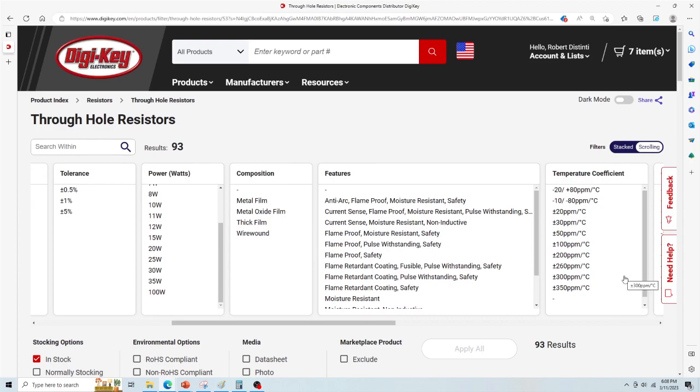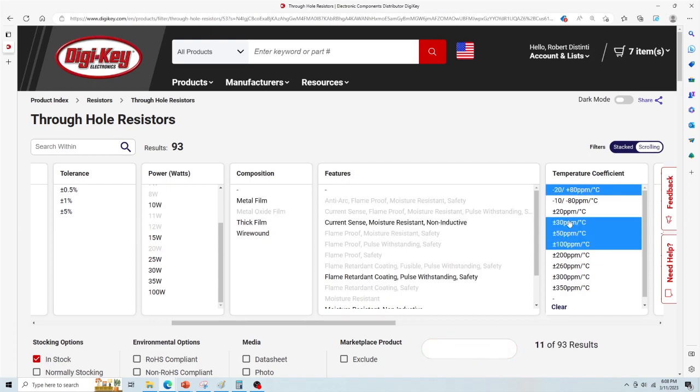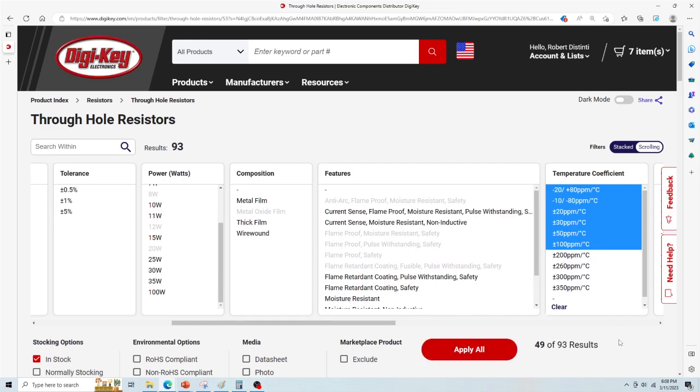Okay, the next thing we wanted is anything in the temperature coefficient that was better than 100 parts per million. So we're going to select this guy all the way up to this guy. I guess I got to select them all. And we got 49 results.